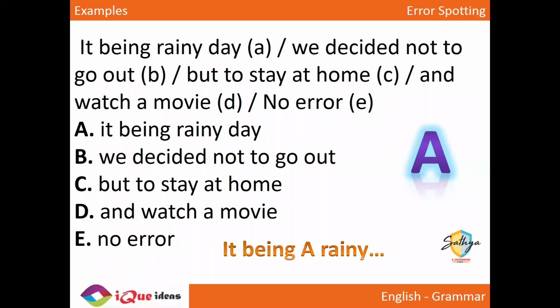Now see, but stay at home, Dhruvi, is not an error, because see, not to go out but to stay, दोनों का verb form same है. अगर आप stay at home के आगे से to हटा दोगे तो go out के आगे भी to नहीं लग सकता, because both of them have to be in the same format. So not to go out but to stay, it's perfectly fine. So stay के आगे to is fine, but it being a rainy day is the proper usage. Did you get that one? I hope you understood the construction. जब verbs multiple होते हैं तो format same होना चाहिए, so take care of that.